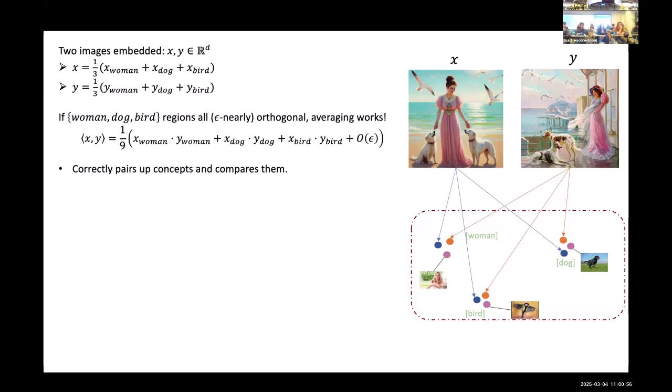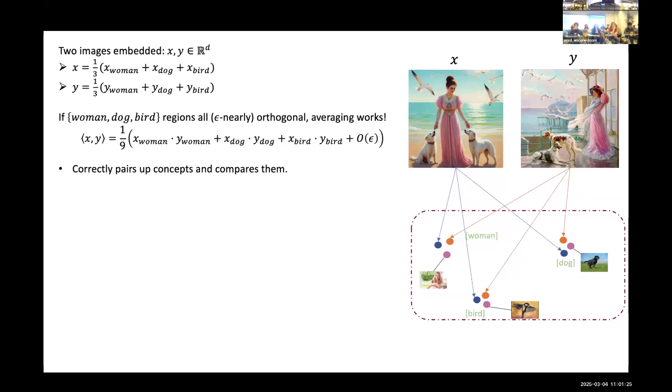Now, if all the regions of space I'm thinking about here, the region that represents the woman, the birds, the dogs, and so on, were orthogonal or nearly orthogonal, that would be great. When I take the dot product, the cross terms basically cancel, they're at most epsilon, and I really get a good matching of how similar the dresses and the woman in the picture are, how similar the two dogs are, and so on. It wouldn't make sense to compare the dog with the birds, because these things are not comparable in some sense.